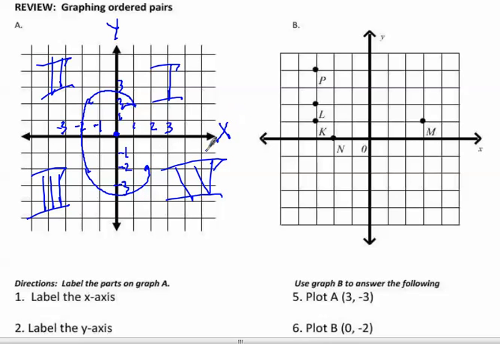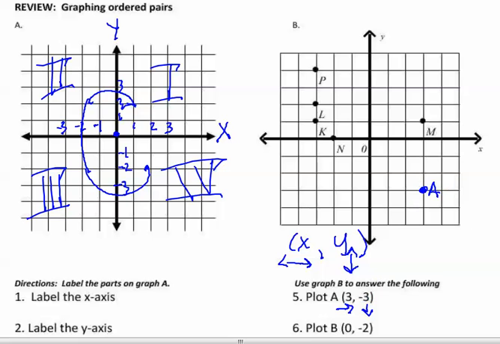Using graph B, it wants us to plot the following points. It says plot A at 3, -3. Remember, your x, you're going right and left. Right is positive, left is negative. The second value is going to be your y value. Goes up and down. Up is positive, down is negative. So positive 3, so it's going to go right 3. -3, so you're going to go down 3. 1, 2, 3 to the right, 1, 2, 3 down. I want you to label this as A.